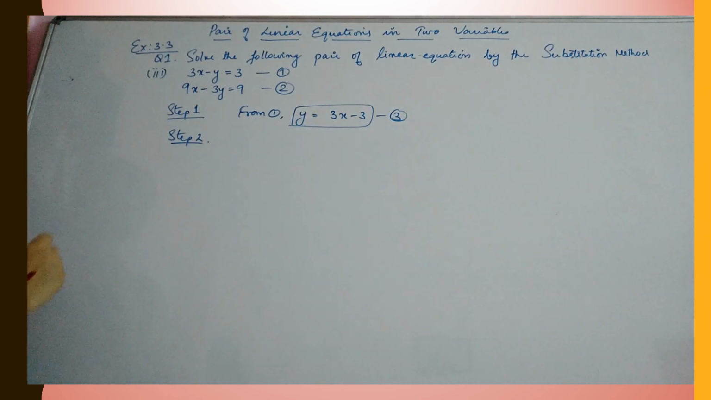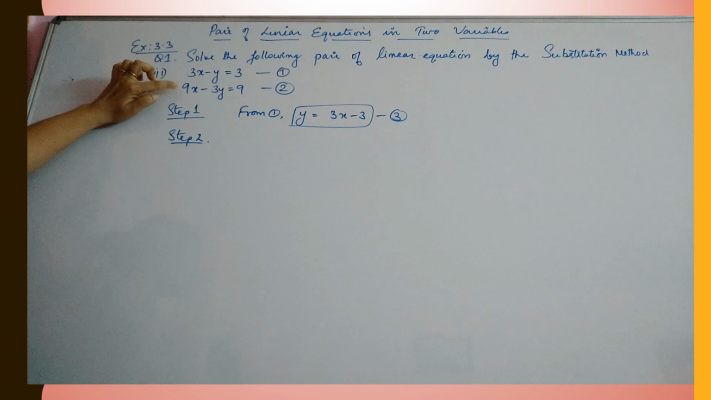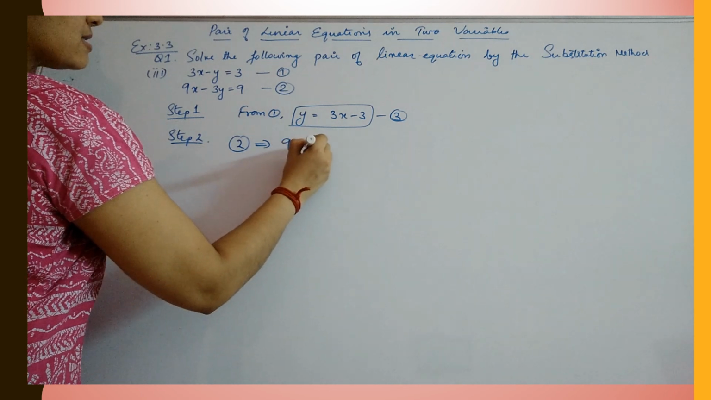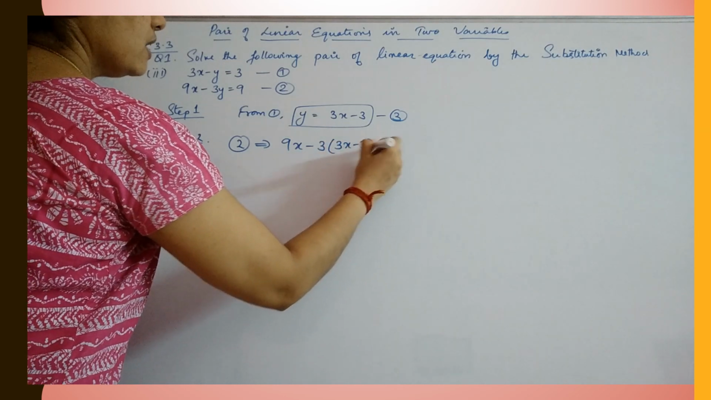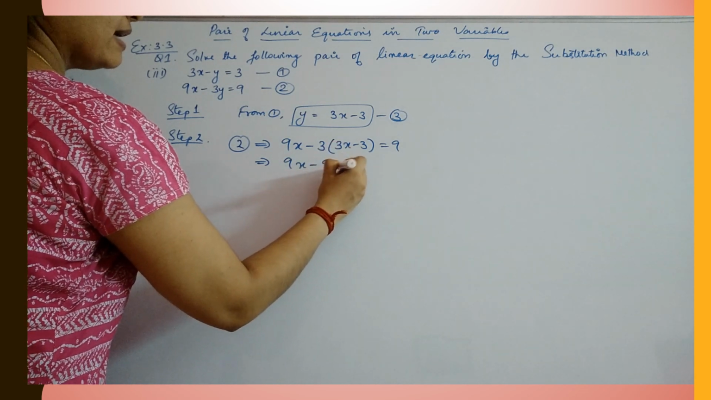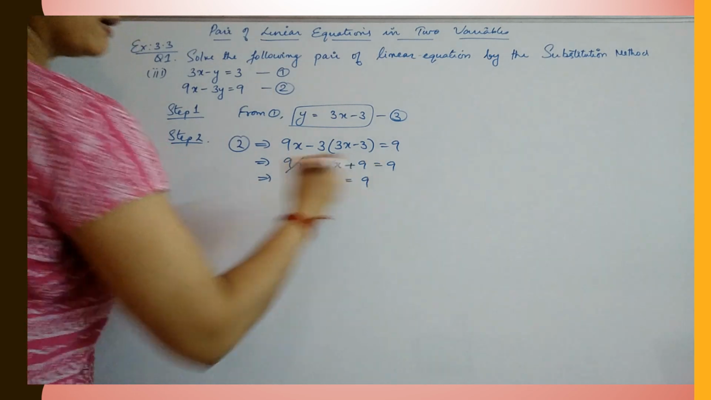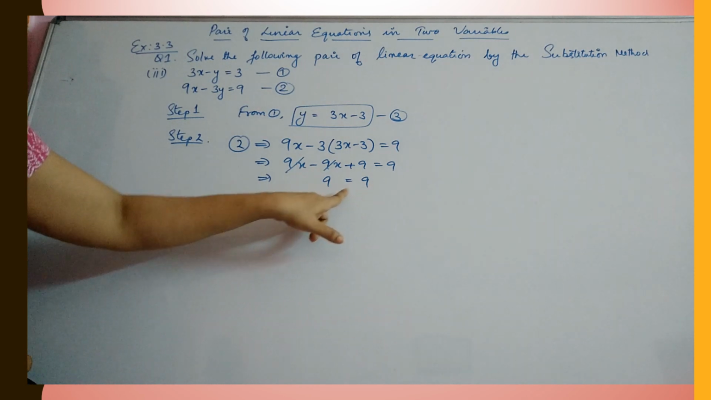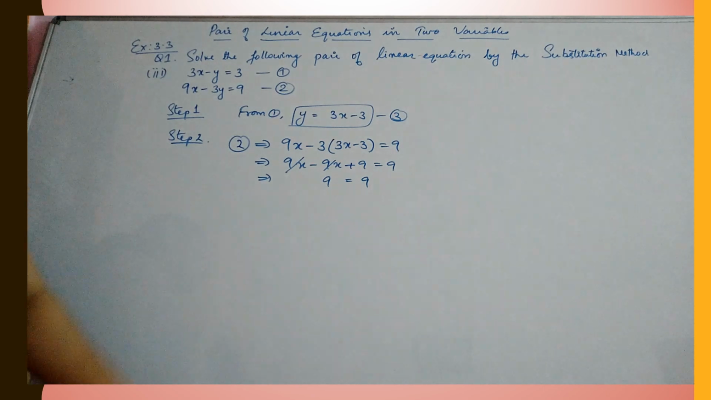What is your step number 2? The value of y which you have found out should be substituted in the equation which you have not used yet. That is, your equation number 2 becomes 9x minus 3y. So instead of y, I am replacing it with 3x minus 3, is equal to 9. That will give you 9x minus 9x plus 9 is equal to 9. That means they cancel, 9 is equal to 9. Now you got an equation in which you don't have any variable, but the statement is true. Since this statement is true, you can say that this system has infinitely many solutions.